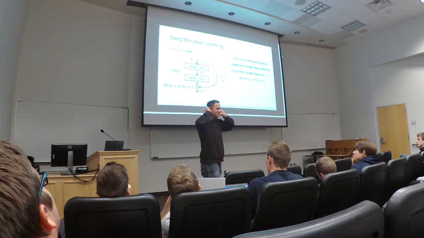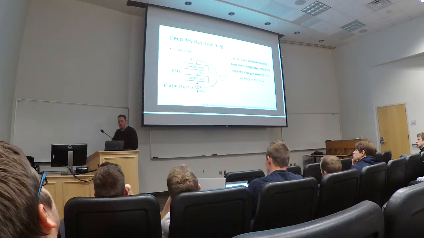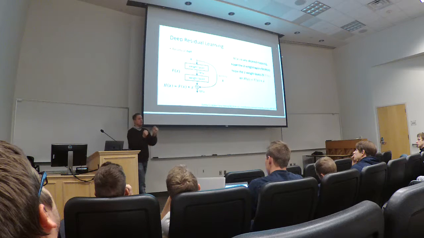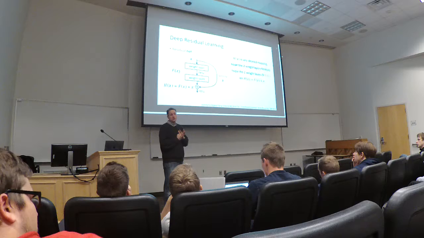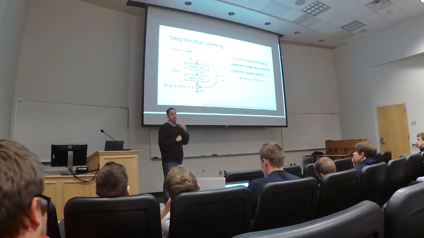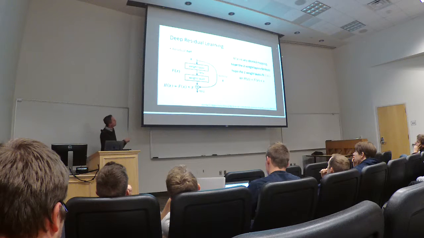What? You just get the identity. So if you initialize everything to 0, x just goes through and x doesn't change. And so what does the Jacobian of that look like? It's 1.